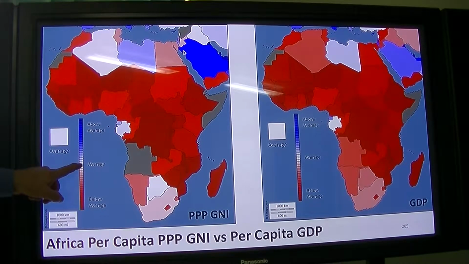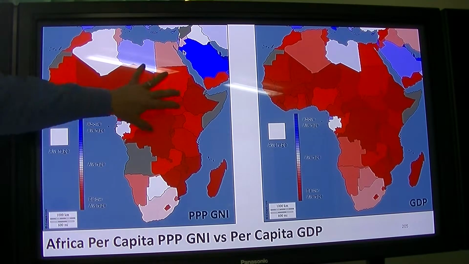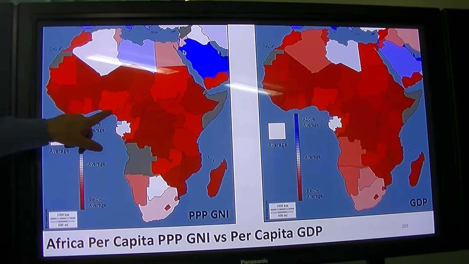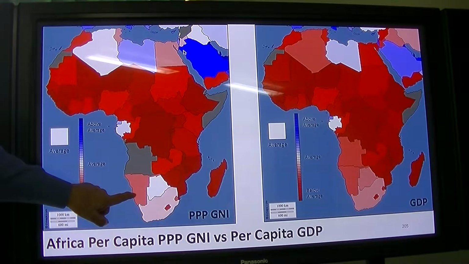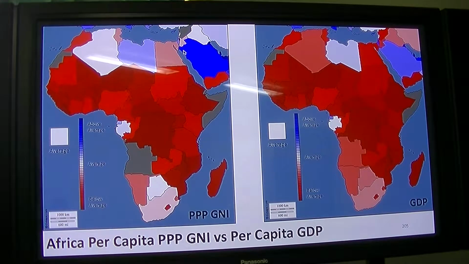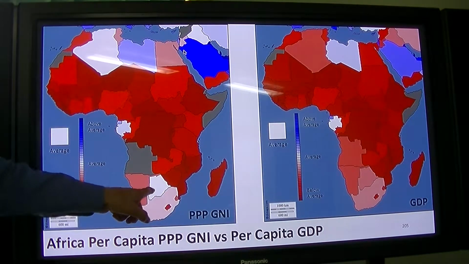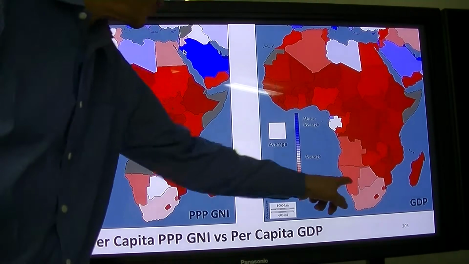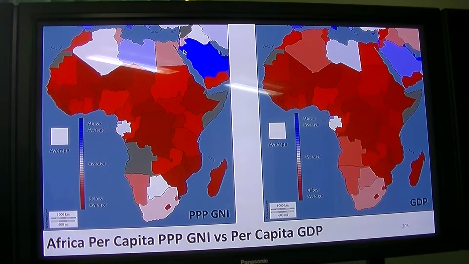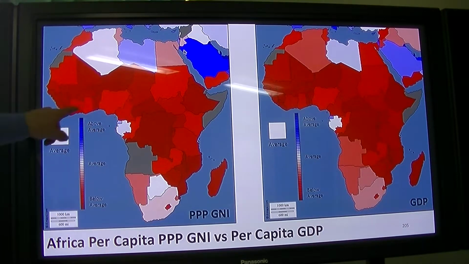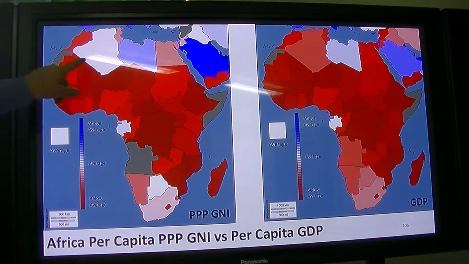Most of the countries, though, are pretty similar. You can see in Africa, the difference is actually not that much, except for Botswana. Botswana is certainly different, but otherwise you don't have a lot of differences.